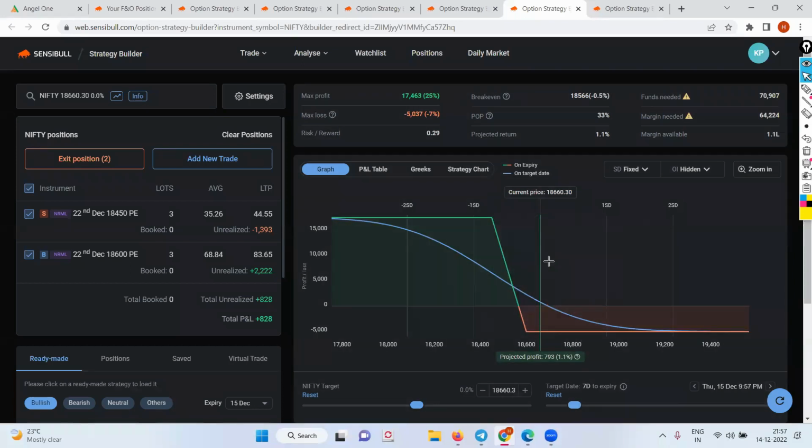Forget about reversal. If it is a reversal, I'll get this profit within a day. Let's see tomorrow if Nifty makes a 3% downside move. That's it. I'll be getting 14,000 on a capital of 64,000. Now you calculate what the profit is.